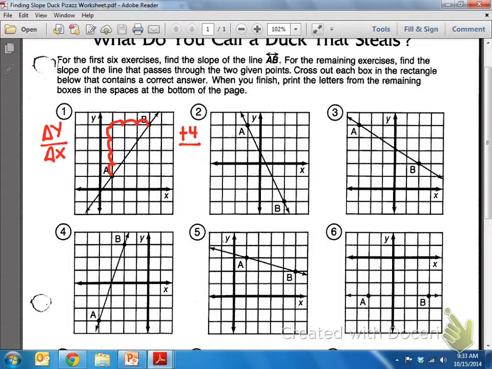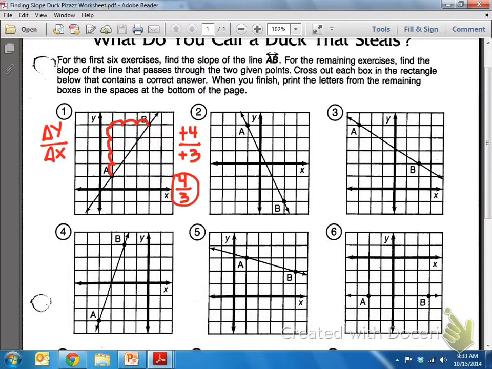And for the x, the change in x going to the right is positive, going to the left is negative. So I want a positive 3 change. Since they're both positive, positive over positive, I know the slope is a positive 4 over 3. And again, you could have known that by looking at the line on number 1, because the graph has a positive slope going from left to right. You can see that it's going upwards, and it's a positive slope.